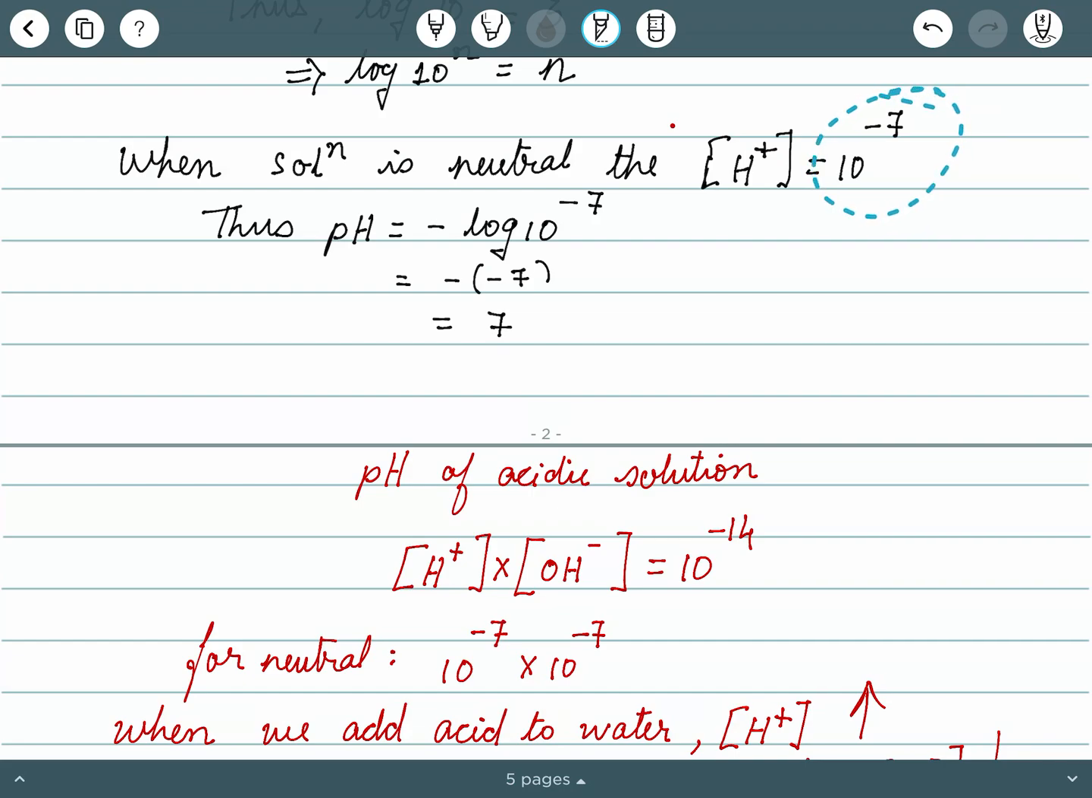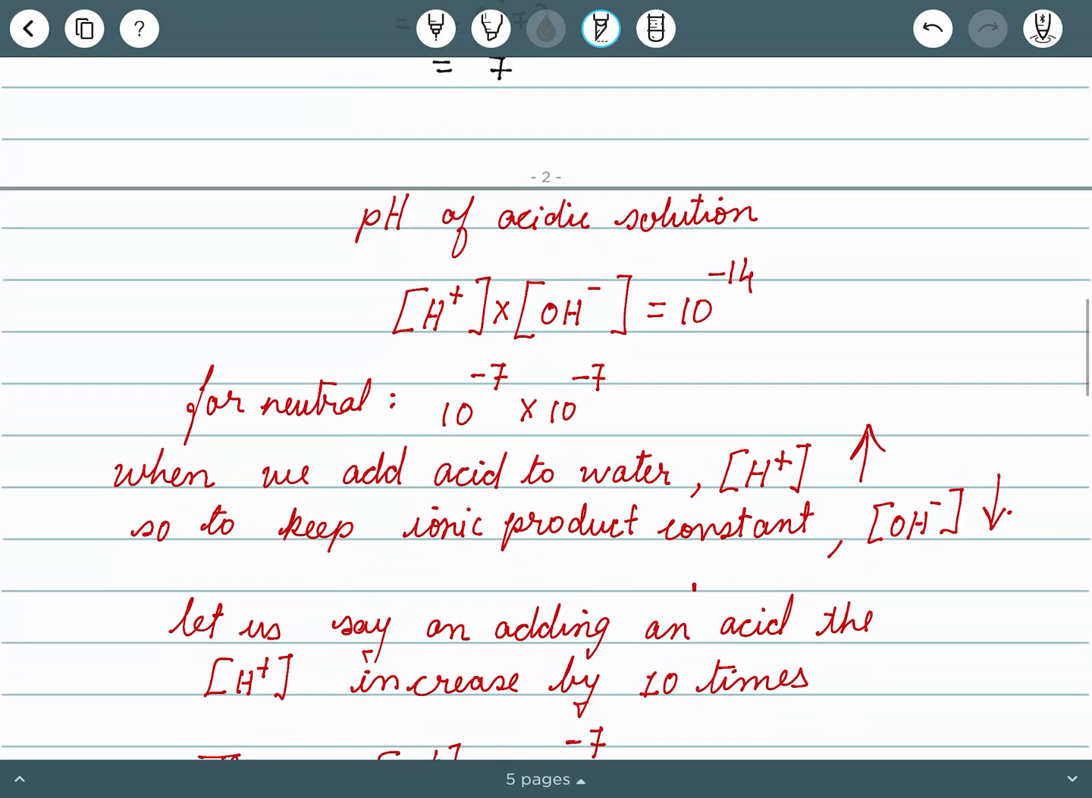Since in a neutral solution, the concentration of H plus ions is 10 to the power minus 7 mole per liter, the pH of a neutral solution mathematically should be calculated as negative logarithm of 10 raised to minus 7. But log of any power to the base 10 is power itself. So the log of 10 to power minus 7 has to be minus 7. Therefore your pH has to be minus of minus 7, and that is nothing but 7. And this is how you get the pH 7 when the solution is neutral. Interesting, isn't it? Let us go ahead.